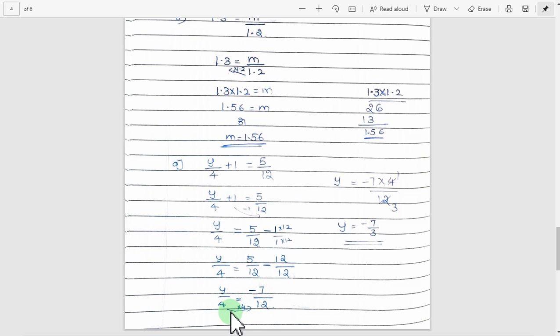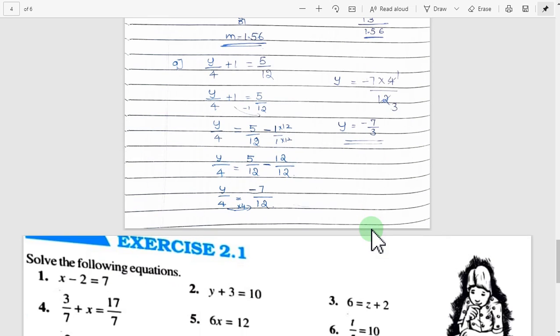Now we have to take 4 to the other side. When you take 4 to the other side, it becomes a multiplication, meaning it will go to the numerator, not to the denominator. y = -7 into 4 divided by 12. So the denominator goes to the numerator, the numerator goes to the denominator, that way also you can consider. So it will go to the numerator: into 4, 4 1s are 4, 4 3s are 12. So -7/3 is the answer.